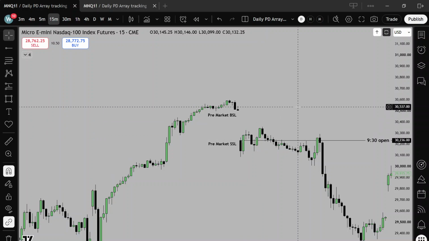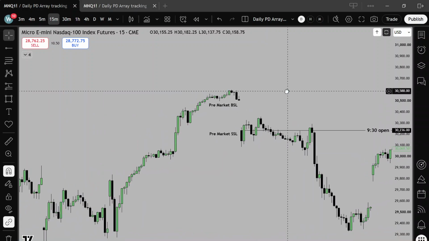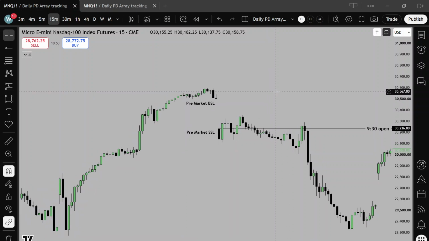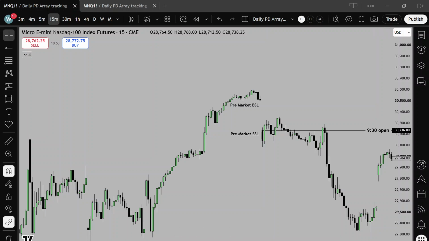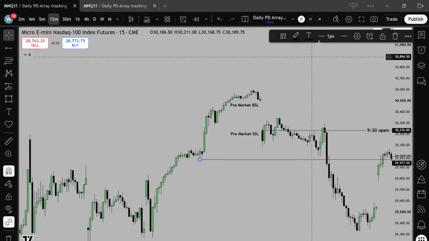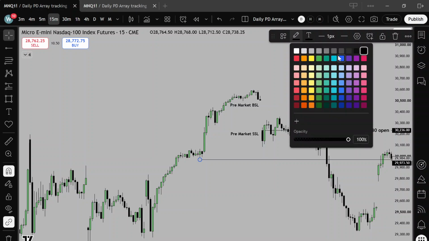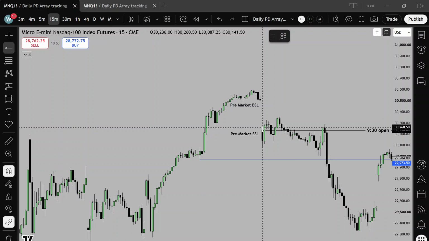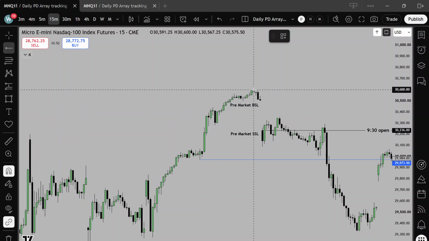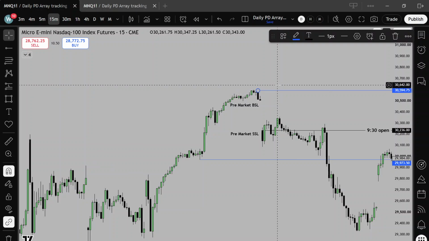Basically, what I've found in my back testing, and what I normally do, is I will mark out the 9:30 open, and then I'll go below that price and mark out the most recent 15-minute liquidity below price, as well as the 15-minute swing high above price.